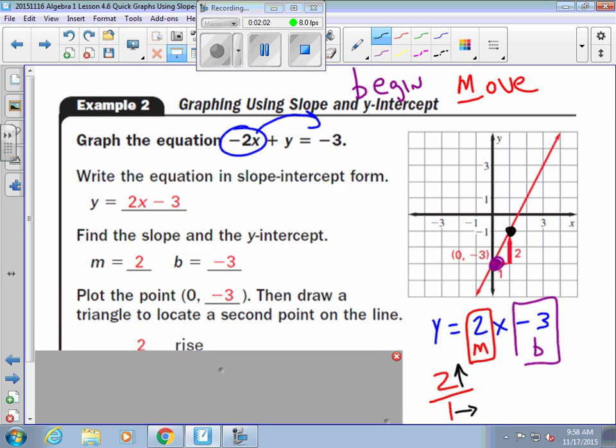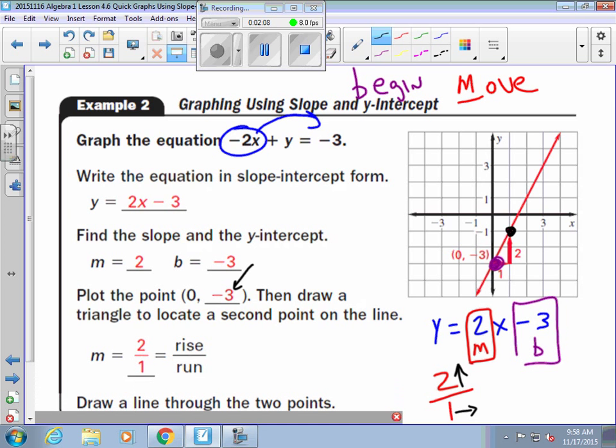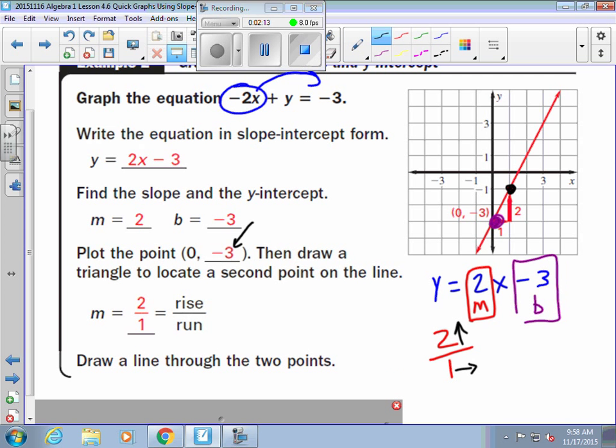Then it says to plot the point 0, negative 3. Focus on this value, negative 3. Then you draw your second point by rising 2, or up 2, and running 1. Once you have 2 points, you can draw a straight line through 2 points. Again, get it to say mx plus b, and you can see everything you need to graph it.